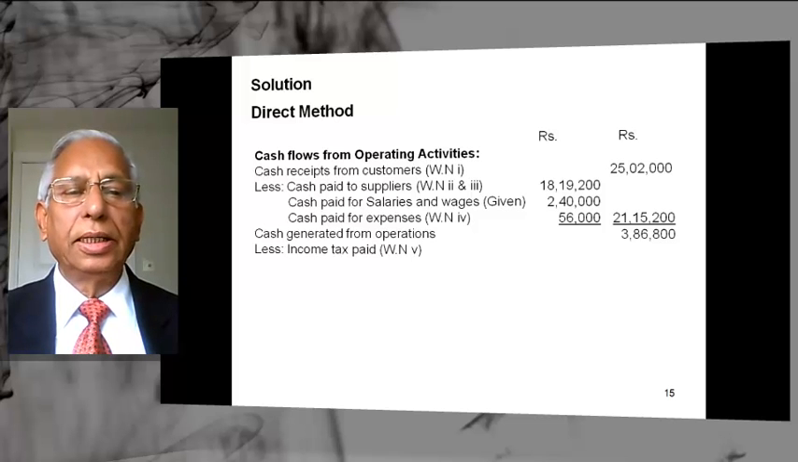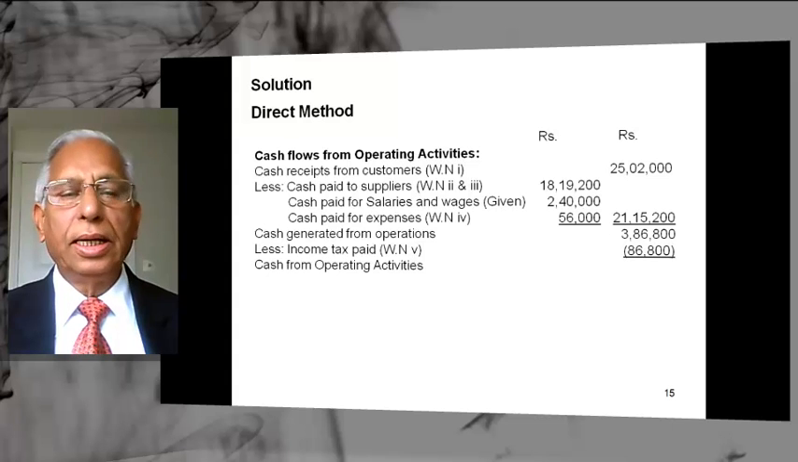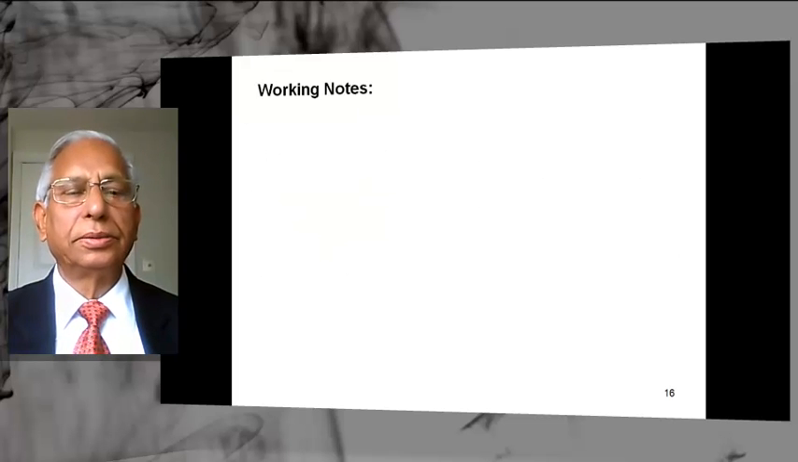From this we deduct income tax paid. It will be shown again in working note 5, 86,800. Now you get cash from operating activities, rupees 3 lakh. Now we will also see the same calculation as per indirect method. So now you see the solution as per indirect method.